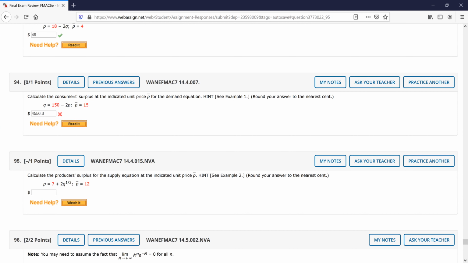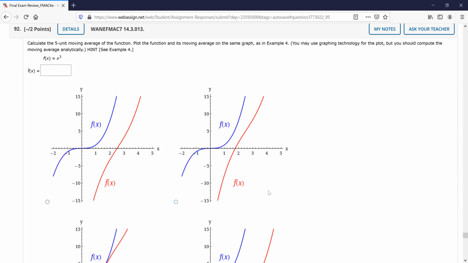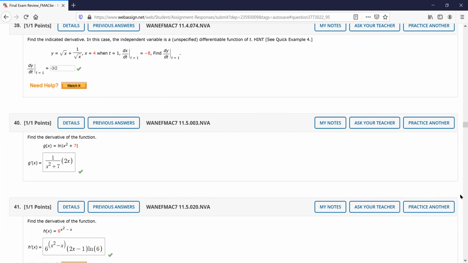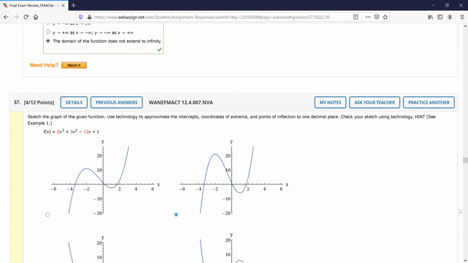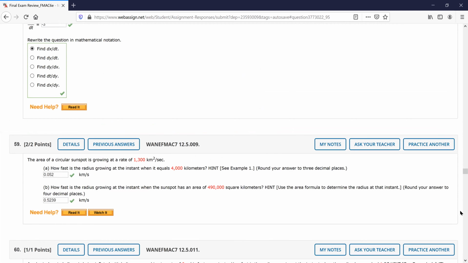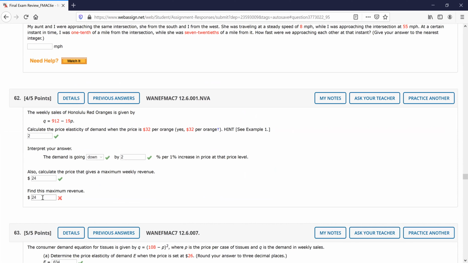It's a producer surplus, which is different than the consumer surplus. I had a question on 62. I didn't know what to put for that last part because I thought the maximum revenue was setting it equal to 1. So I put it in for the maximum revenue, but I guess that's wrong.